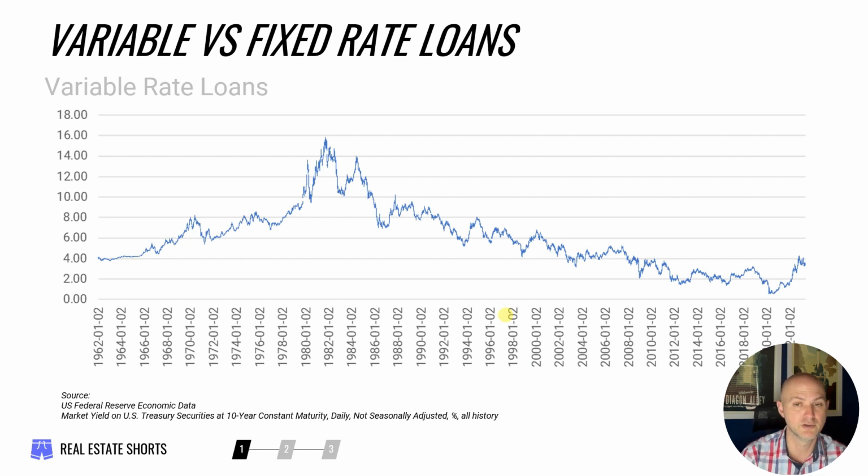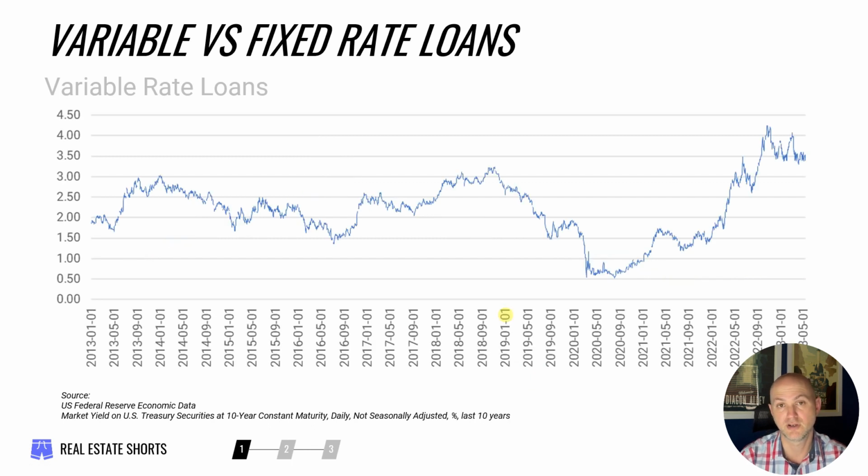And so this is what it looks like through all time, going back to the early 1960s. You'll notice there's quite a bit of volatility, right? This is what it looks like going back 10 years. So this is how the 10-year Treasury rate has trended over the last 10 years. And so again, a significant amount of volatility, right? So these things are cyclical.